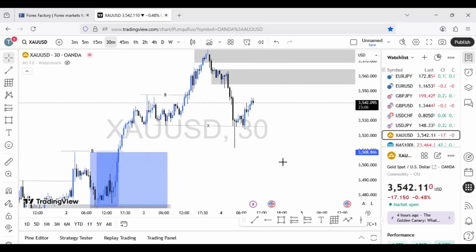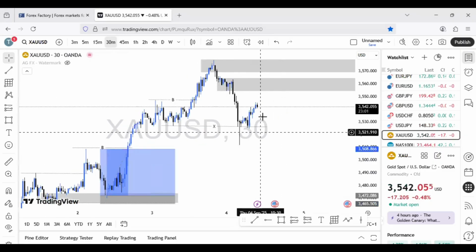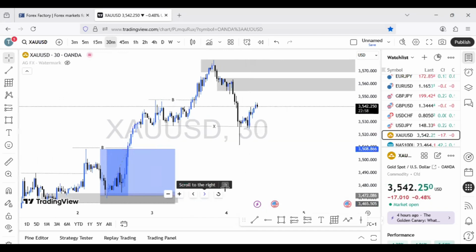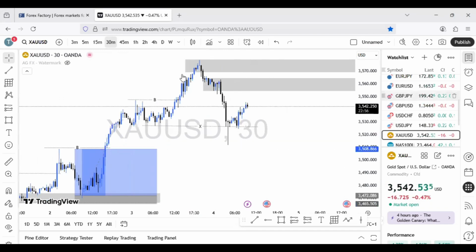So let's see what the market decides to do first. But for now, I'll just observe for the market to give me something. Then I'll wait. So there's nothing here for now. There's nothing at all to be looking for, except if you want to look for buys.